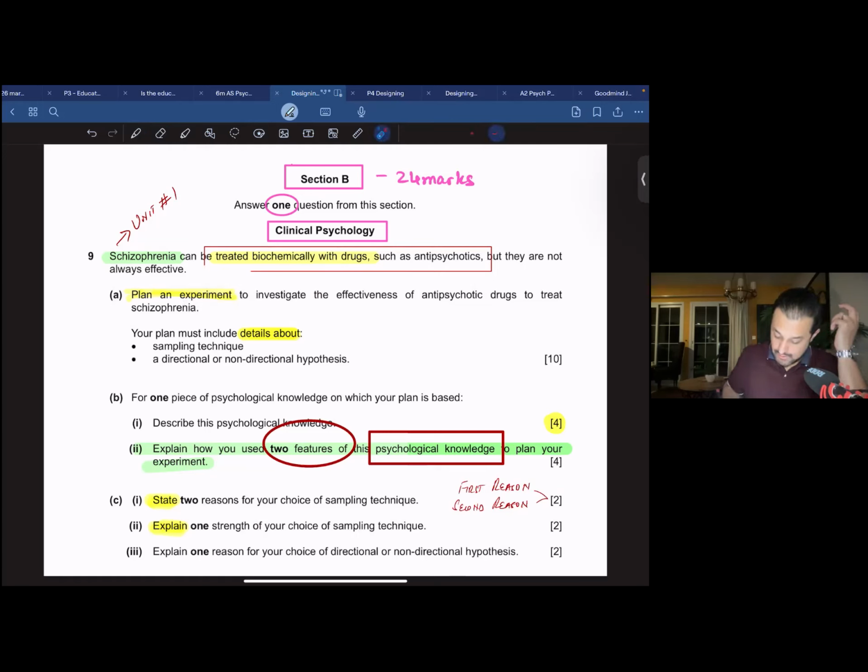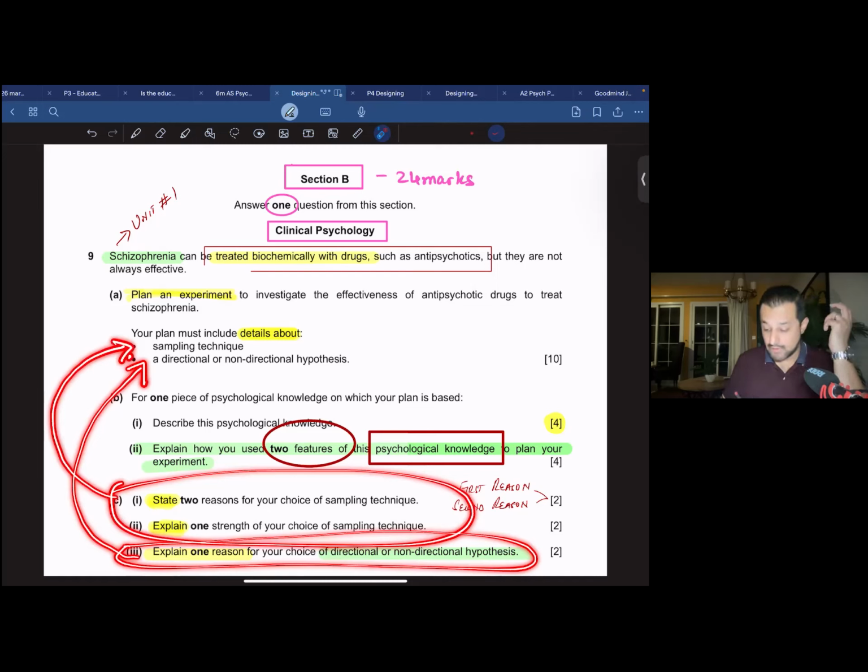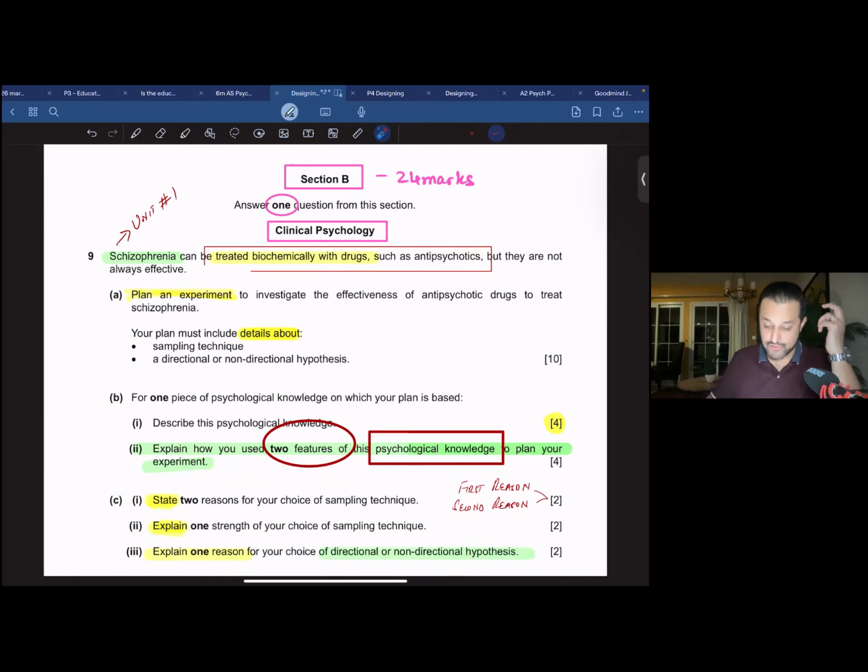So, yeah. The third one, explain one reason for your choice of directional or non-directional hypothesis. There you go. Do you see how this is from here and how these two questions are from here? So, yeah, this is pretty much how these 24 marks are divided. Like I said earlier, these 24 marks are divided into three parts.